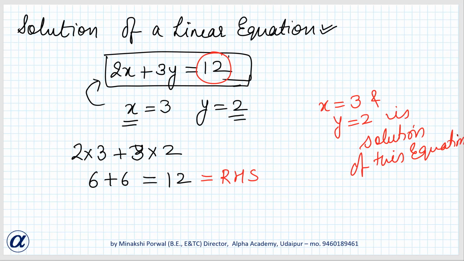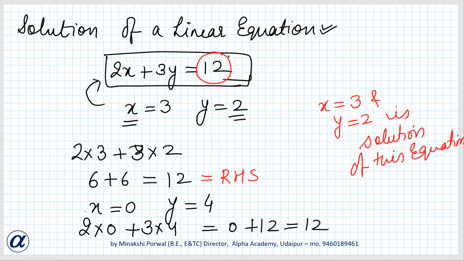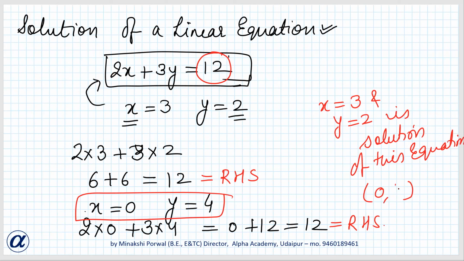Now, suppose I substitute x equals 0, y equals 4. If I substitute these values here, 2 into 0 plus 3 into 4, so 0 plus 12, that is also equal to 12. That is also equal to RHS. So this is also a solution of this equation, x equals 0 and y equals 4. In the coordinate system, we write first x, comma, then y. So (0, 4) is also a solution of this equation. Are you getting it?